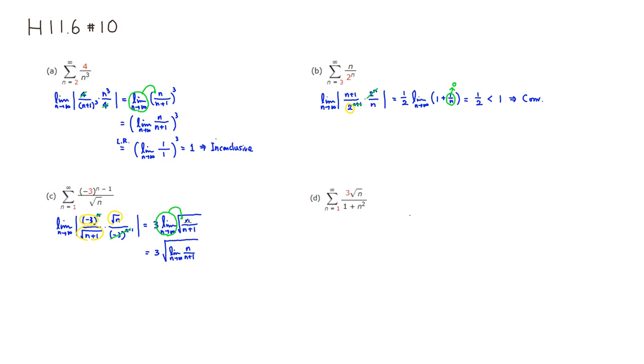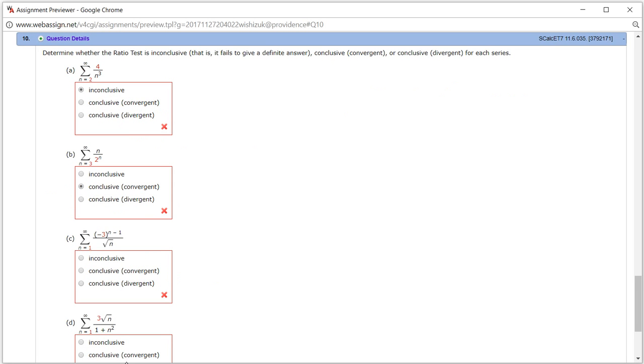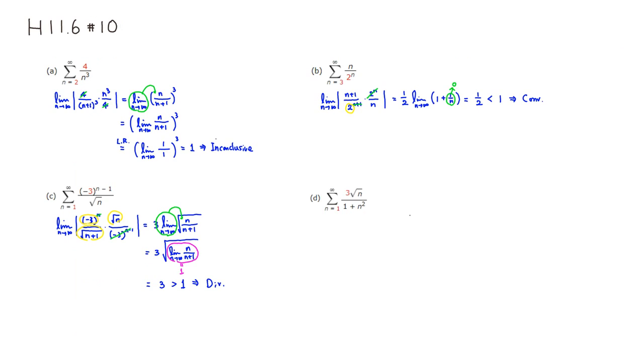We actually did this exact computation up here in part A. The limit was going to be 1, so I'm going to use that. So this limit is going to be 1. So this tells you that the whole limit is going to be 3 times 1. So it's going to be 3, which is strictly greater than 1. This tells you that the series is divergent, right? So let's type that in. So it's divergent there.